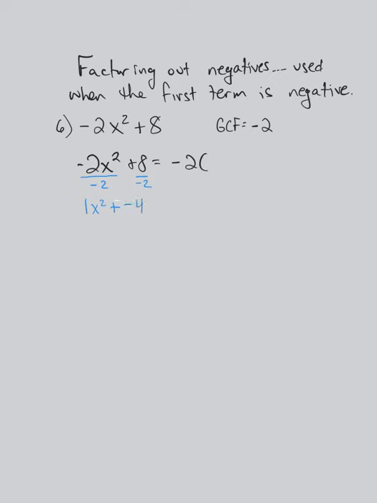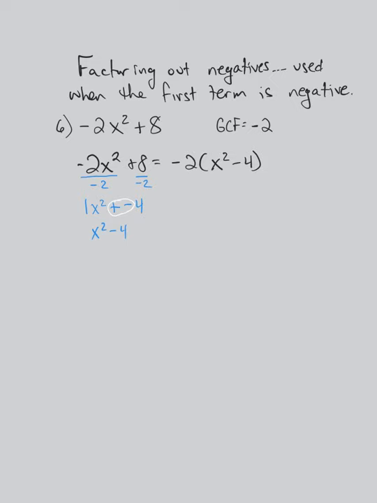And then notice that I have this plus and minus right here that I would rewrite as just a minus. And then remember, we don't write a coefficient out front, so we would say x squared minus 4. And then again, remember, that's telling you what's inside the parentheses. And so we have negative 2 times x squared minus 4.